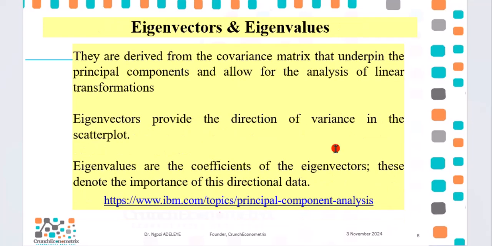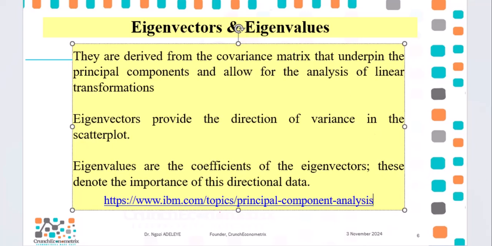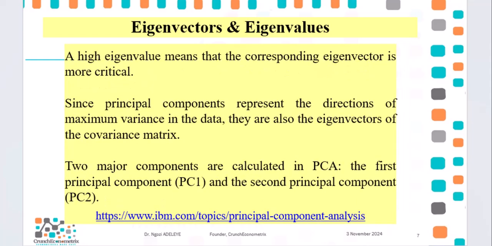Now let's talk about eigenvectors and eigenvalues. They are derived from the covariance matrix that underpin the principal components and allow for the analysis of linear transformations. So what are eigenvectors? They provide the direction of variance in the scatter plot, while eigenvalues are the coefficients of the eigenvectors, and this denotes the importance of this directional data. Again, if you want to know more about eigenvectors and eigenvalues in a very simplified manner, go to this link to read more. A high eigenvalue means that the corresponding eigenvector is more critical.